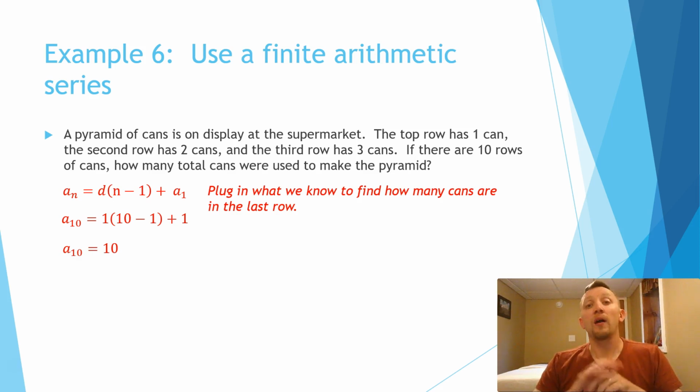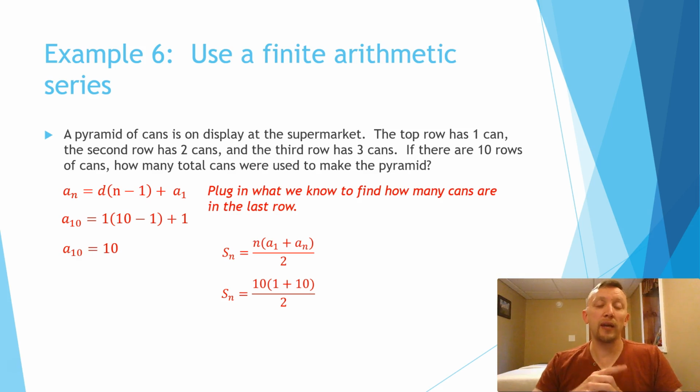Pretty simple. All right, so now we're just going to find the sum of that series by using our formula. Again, n is 10, there's 10 rows. Our first row had 1 can, our 10th row had 10 cans. And 1 plus 10 would be 11. 11 times 10 would be 110. And then divide by 2 and we get 55. So there's a total of 55 cans in the pyramid. So that's how you can use that.